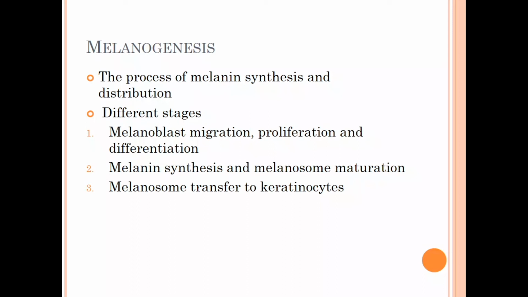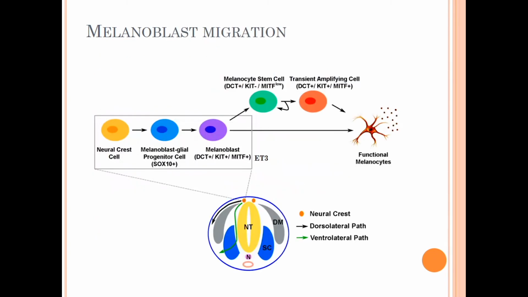Moving on to the process of melanin biosynthesis, it is a complex process which consists of different stages, including melanoblast migration, proliferation, and differentiation, melanin synthesis and melanosome maturation, and melanosome transfer to the keratinocytes. We'll look into all of these one by one. First is the melanoblast migration.